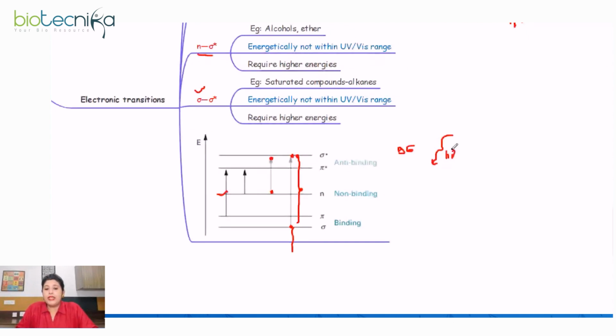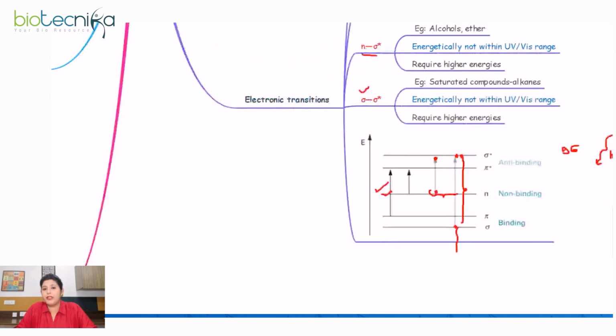The sigma to sigma anti-bonding transition you will find in saturated compounds, that is those having single bonds like alkanes, and again they are not energetically within the UV visible range and they require higher energy. So always remember, the black arrows show the favorable transitions, and the gray arrows, these two, show the unfavorable transitions. That is, they will not lie within the UV visible range.